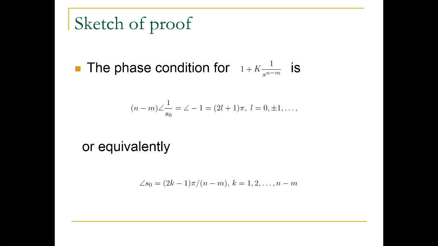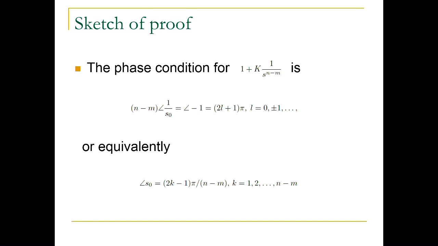Why is this? Well, I'm looking at the phase of 1 over s0, n minus m of those, because there is an n minus m power, and that's equal to the phase of minus 1, which is equal to that. So then the phase of s0 will be equal to this for k ranging from 1 to n minus m. You can quickly check these formulas.